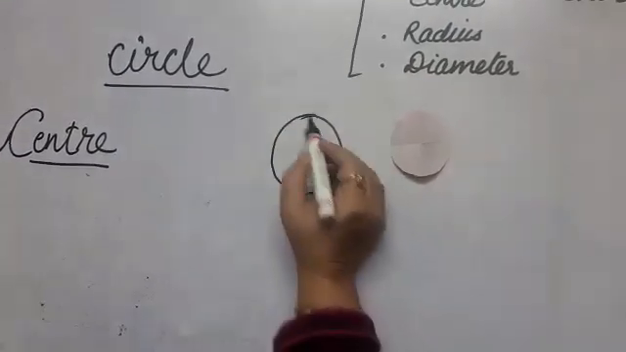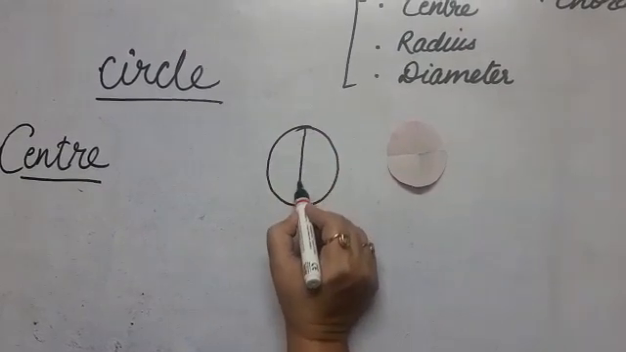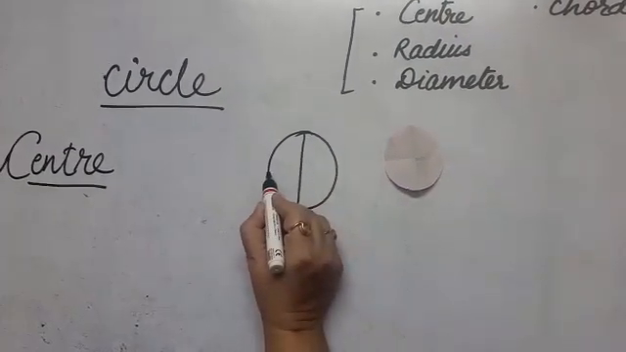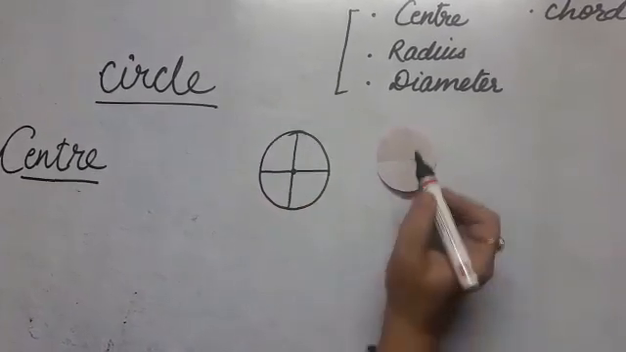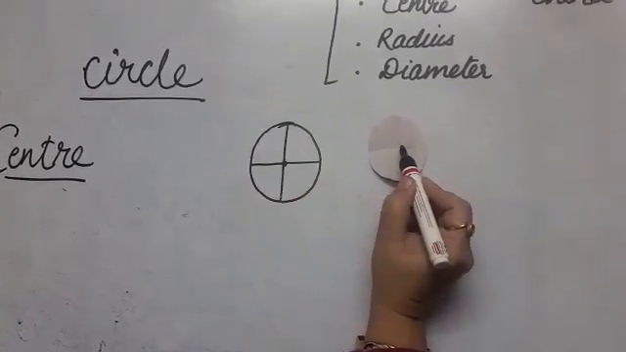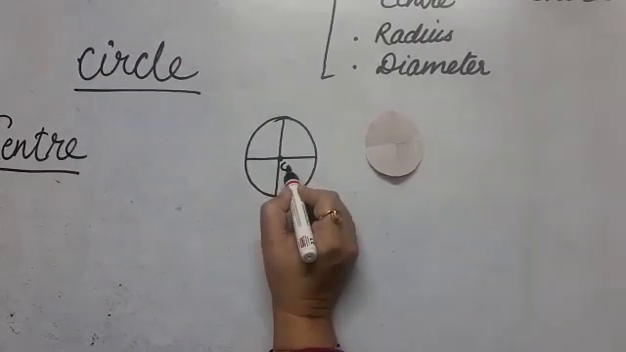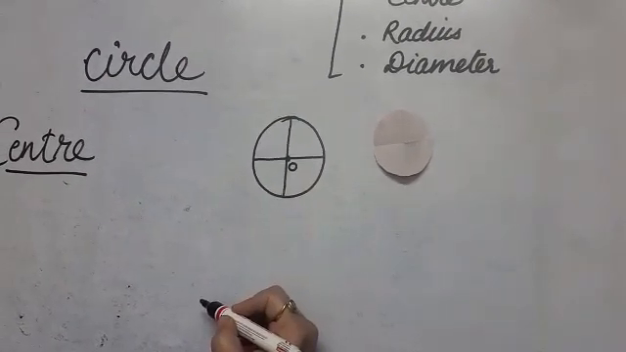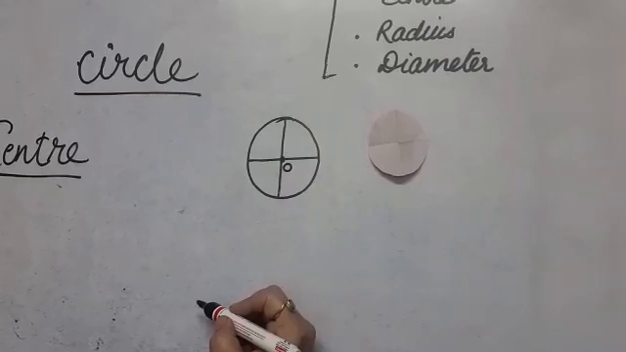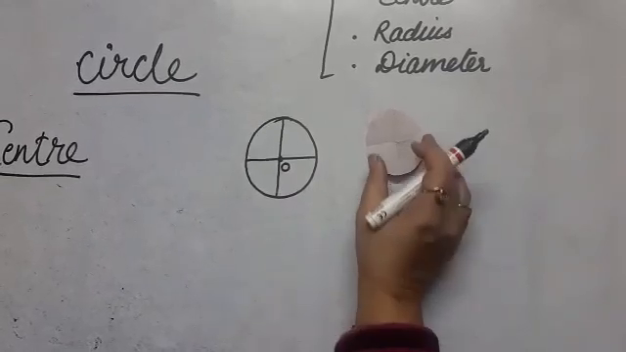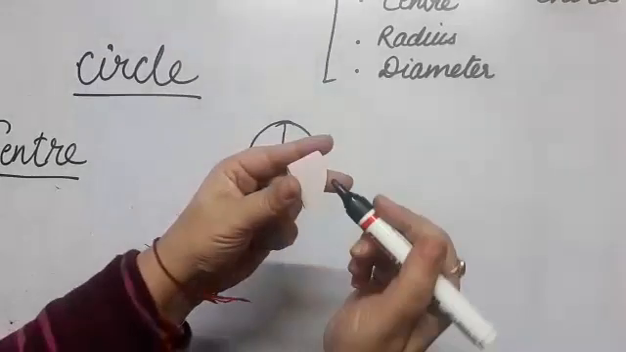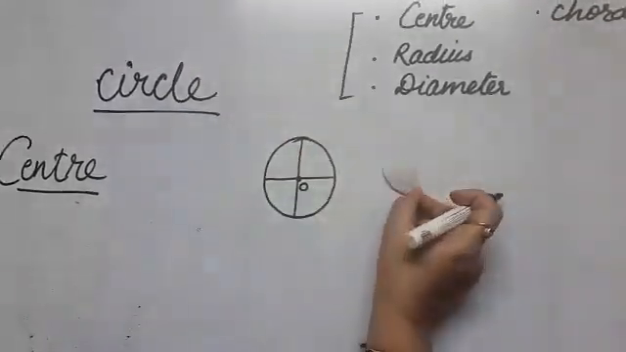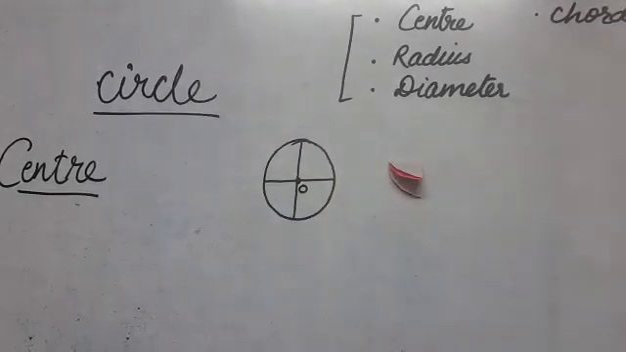A circle, two lines intersecting each other at a point. So you can see this point here, intersection point. This intersection point is the center of the circle. So how you will paste the circle? You will make two fold like this and just apply the glue here and just paste it like this.